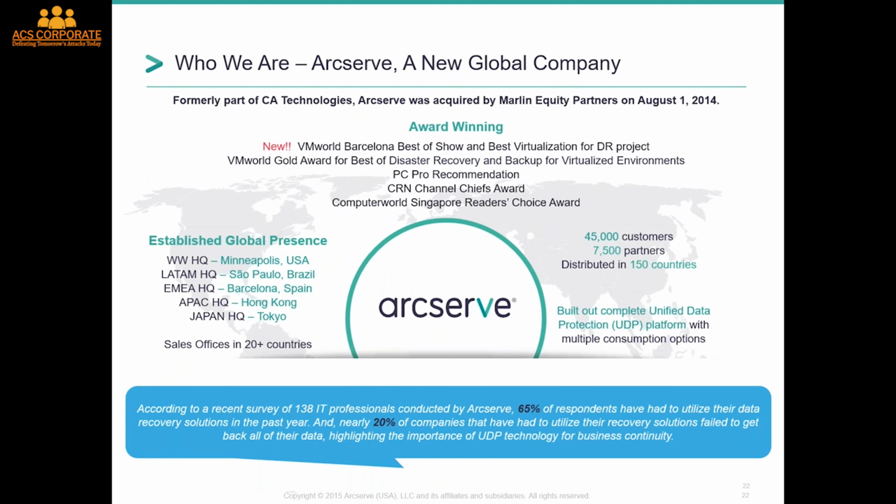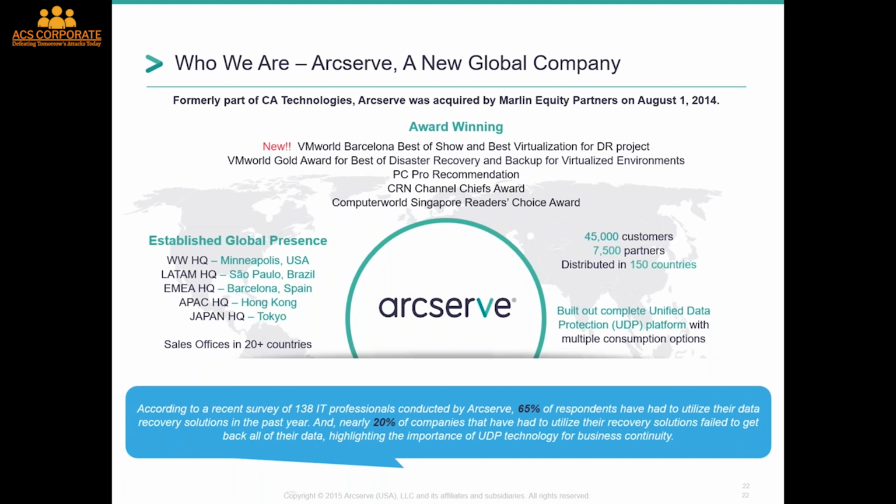In VMware Barcelona, which is VMworld Europe, we won Best of Show and Best Virtualization in DR project for a project that we did with the Open University in Milton Keynes called MK Smart. In VMworld in America, we also won the Gold Award for Best Disaster Recovery and Backup for Virtualized Environments. We've also been given very positive and high scores from PC Pro magazine. CRN Channel Chief Awards was given to Mike Crest, our CEO. And we're getting recognition across the global industry now.